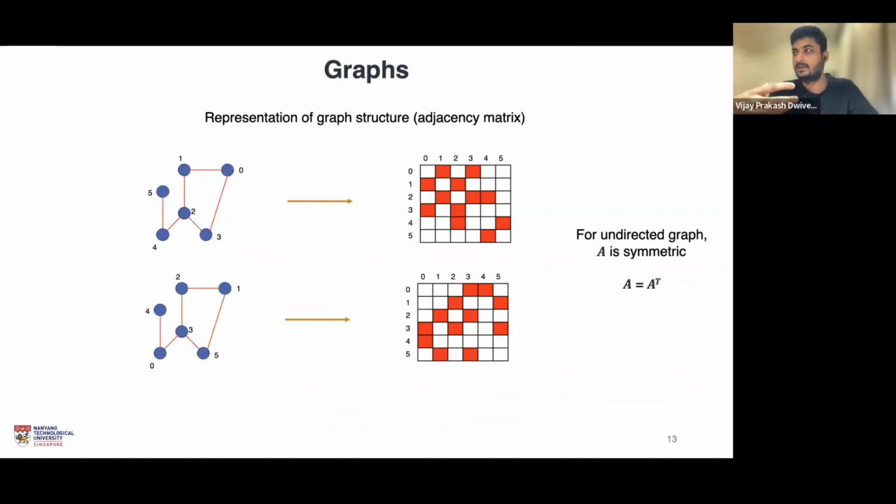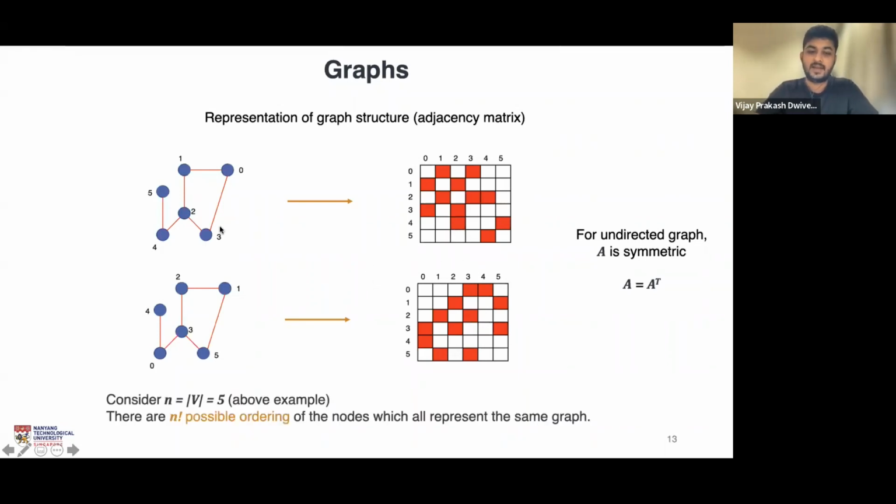Try to relate it with the shift we had for the images. If we shift the object in the image, it would still represent the same image or the same object. Similarly, if we have a different ordering of the nodes and a different adjacency matrix as the result, even if the adjacency matrices are different, these two represent the same graph. There can be n factorial possible orderings of the nodes, and as a result, a similar number of adjacency matrices.